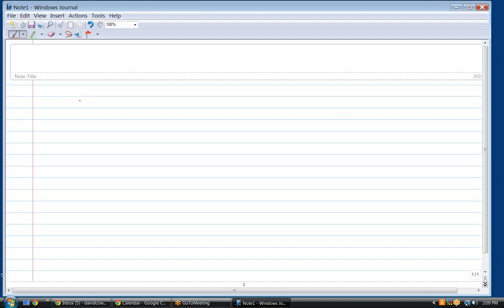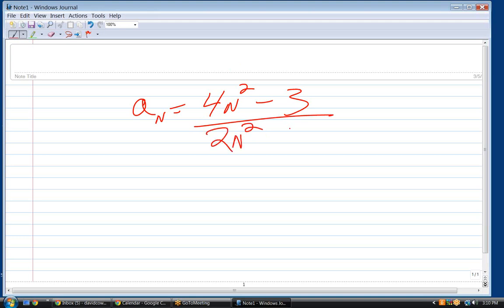State whether the sequence converges or diverges. If it converges, find the limit. Okay. And then a_n equals 4n squared minus 3 over 2n squared minus 5. All right. I'm trying to figure out where to begin.